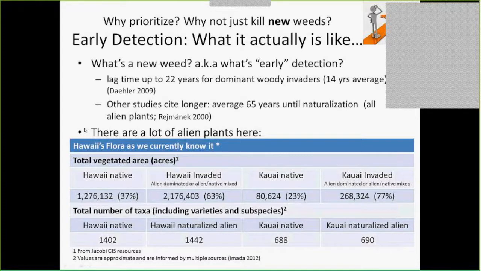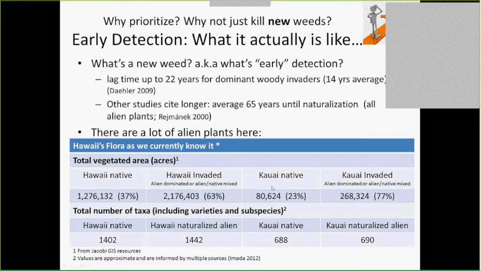Secondly, it's complicated mostly because there are a lot of alien plants here already. So Hawaii's alien flora, as we currently know it, here's a table of some total vegetated area and total number of taxa. With the vegetated area, there's a lot. So this is Hawaii native in number of vegetative acres, and this is all of Hawaii invasive, which is either alien dominated or an alien-native mix. So it could be some proportion of alien.